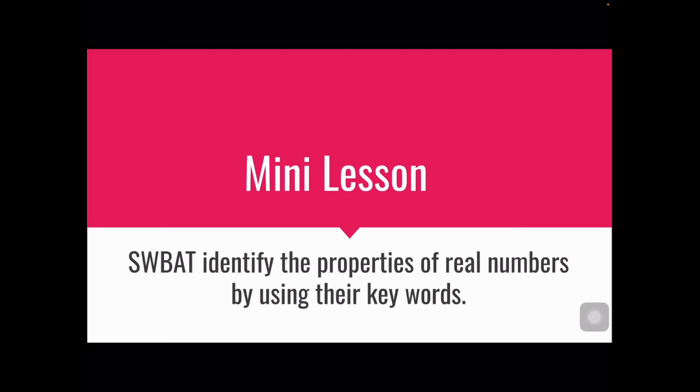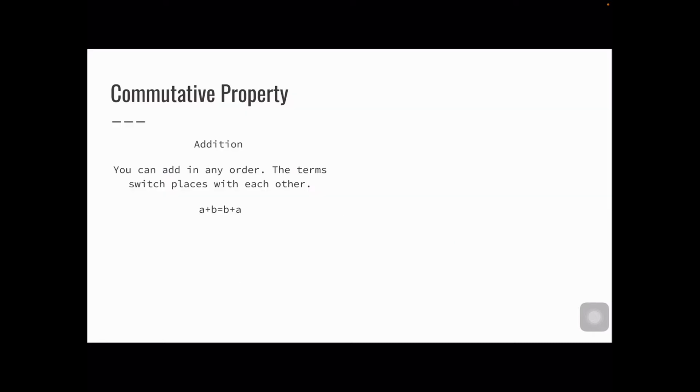So these rules that we're going to learn, or these properties that we're going to learn, are going to apply to all the types of numbers that we've learned how to work with before. The first property that we're going to start with is the commutative property. Now these properties, you're going to see that most of them will apply to both addition and multiplication as well.